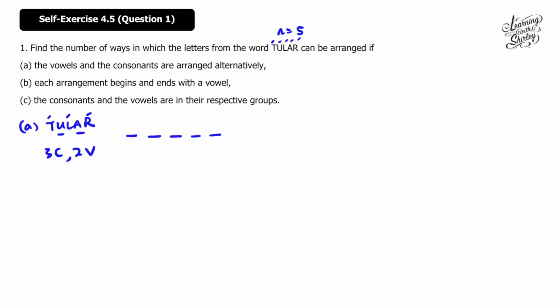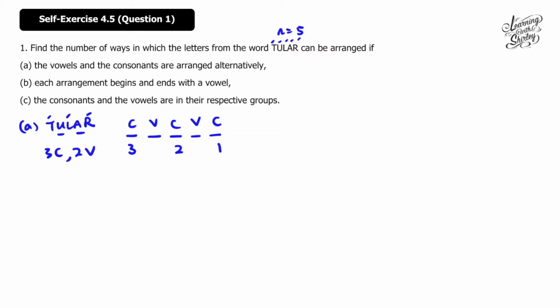5 letters. Okay, so you say that arrange alternatively means that you have to start with C first, consonant first. Why? Because the number of consonants is more than the number of vowels. Okay, so it'll be C, V, C, V, C. So there are 3 C's, which means that for the first place, there will be 3 ways to arrange the consonant. And then for the third place will be 2 ways because 1 consonant has already been used for the first place. And then for the last place, only left 1 way because the 2 consonants have been used for the first and the third place.